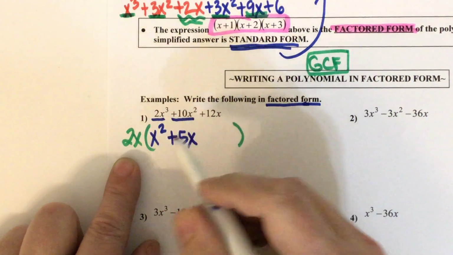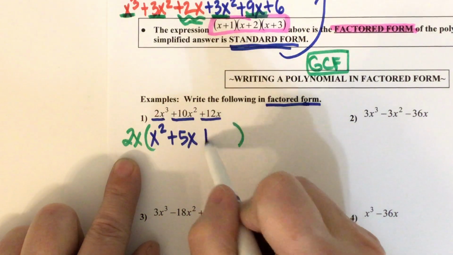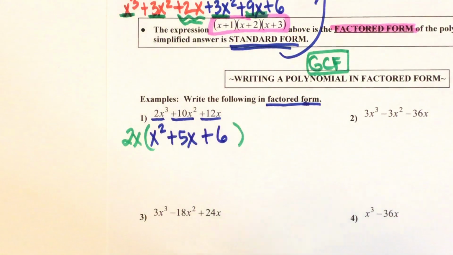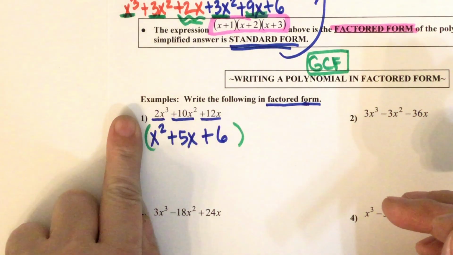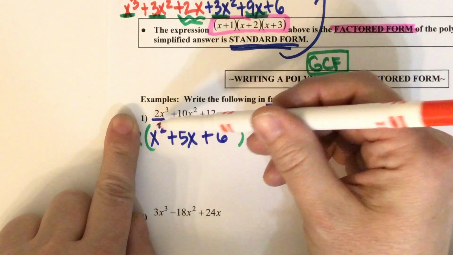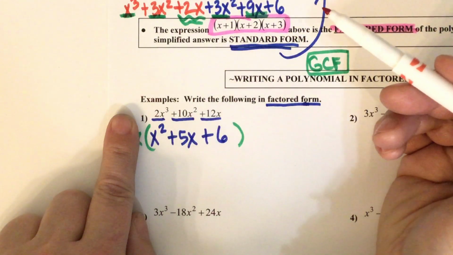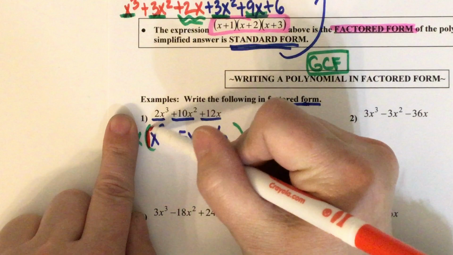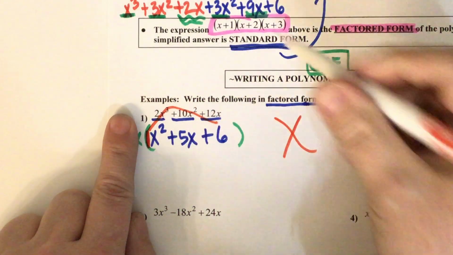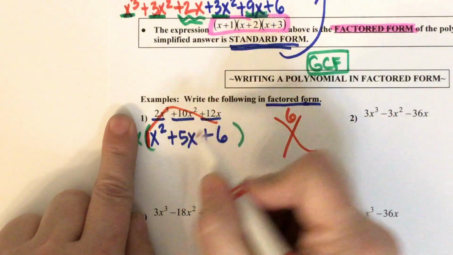5x. And 2x times what makes 12x? 6. Okay, so now I'm going to ignore my GCF. I'm going to cover them up. I look inside. There's 1, 2, 3 terms. And when there's 3 terms, I A times C rooftop. And it's the easy one. So A times C, 1 times 6 makes 6. And you want the numbers to add to make 5.